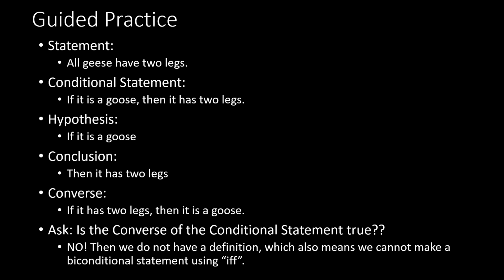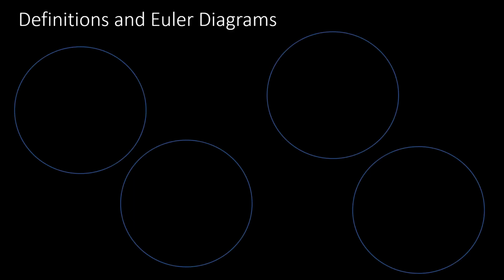So this means that we haven't really made a definition for what a goose actually is. This also applies to the idea of if and only if. We can't make a biconditional statement using if and only if for the original statement, all geese have 2 legs. It's just not enough to give us a definition.